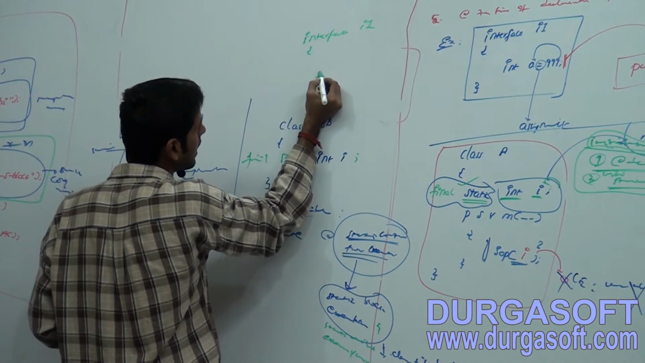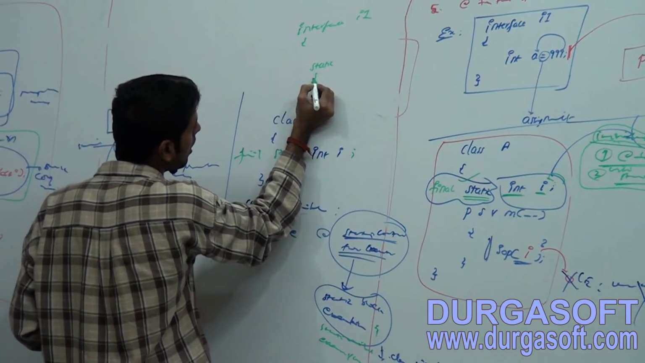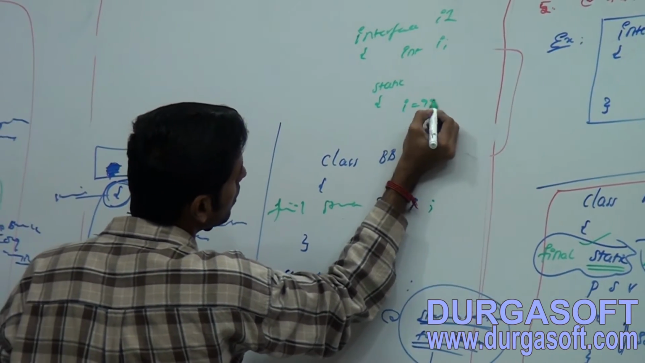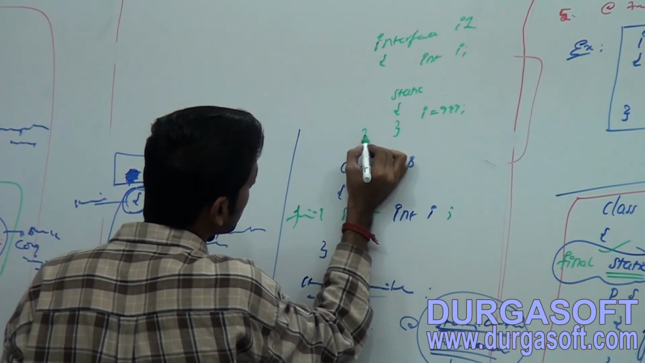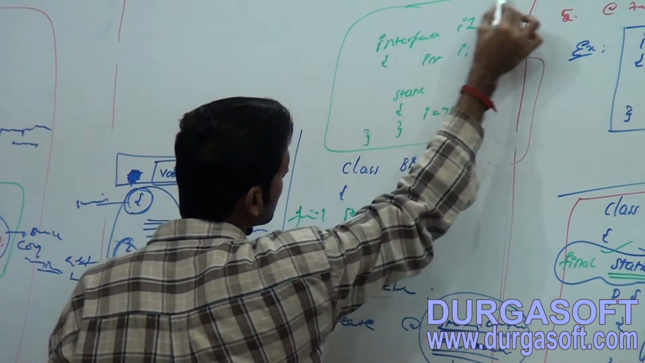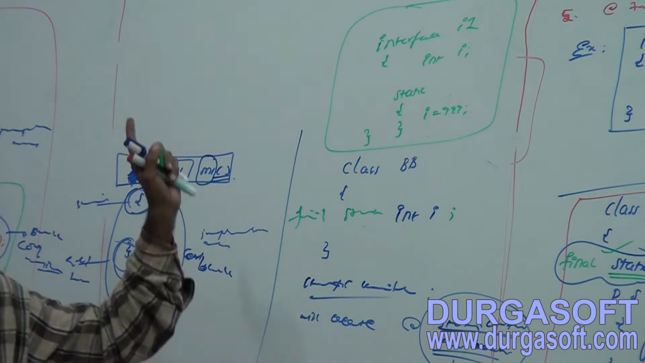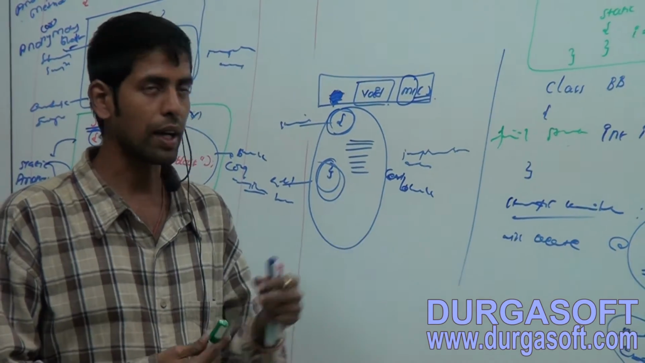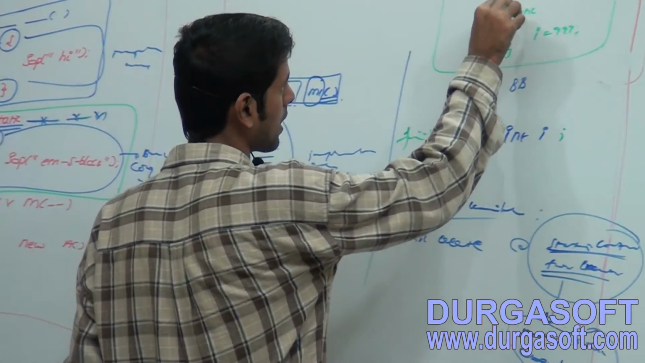Can I take a static block in an interface? Okay, I equals 999. Can I take it like this within the interface? Let me know. Of course, if you write this code, it will give a compile time error.